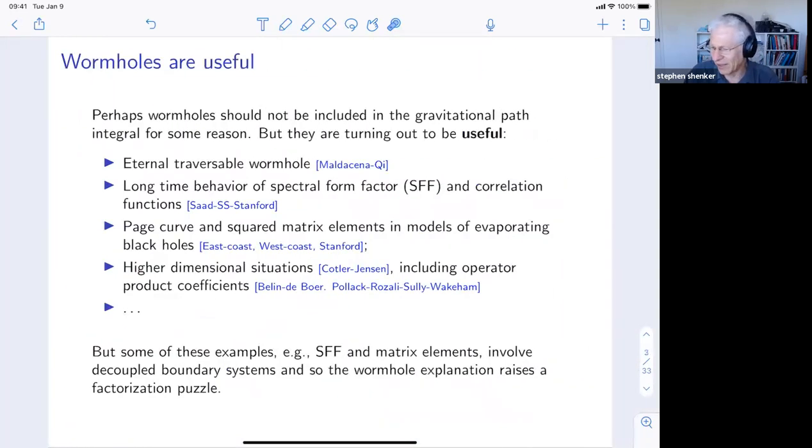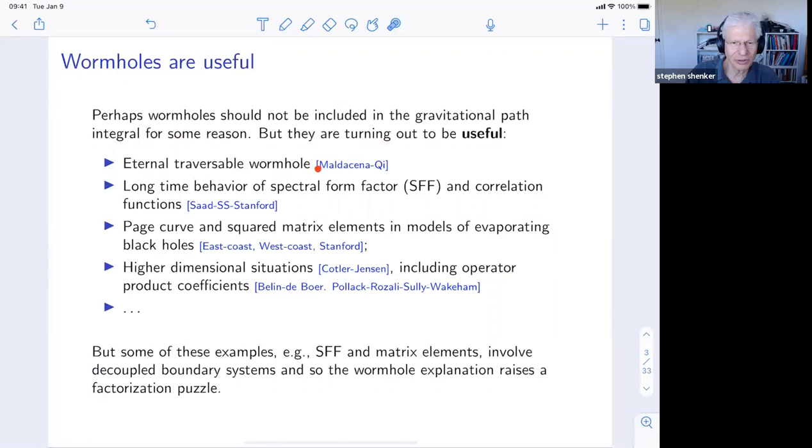Well, I think in earlier times, maybe 10 or 15 years ago, people, probably including me, would have said, perhaps you just shouldn't include wormholes in the gravitational path integral. Oh, they're unstable, they don't lie on the correct integration contour, something like that. But what's changed recently is that these configurations are turning out to be useful.